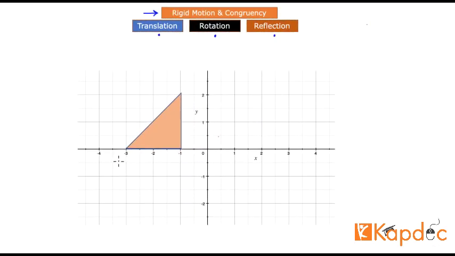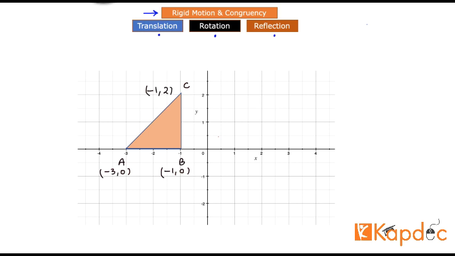To explain translation, we have this object, a triangle here, and let's say these are the 3 points of this triangle, the vertices A, B, and C. The coordinates of A are -3 and y is 0. Likewise, the coordinates of point B are -1 and 0, and the coordinates of C are -1, which is the x value, and y is 2, right?